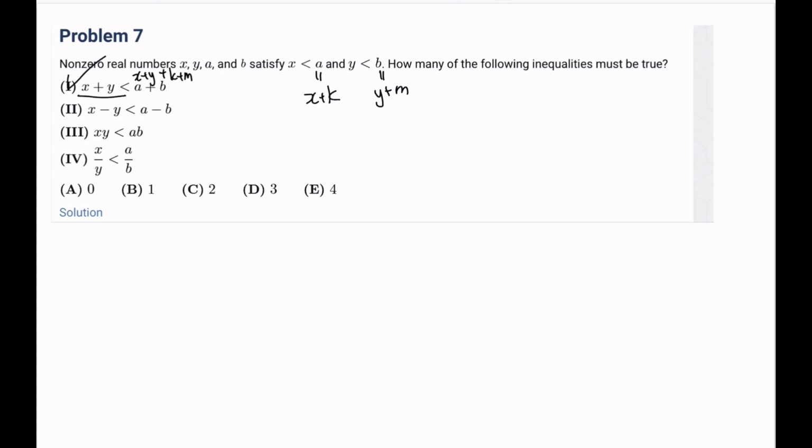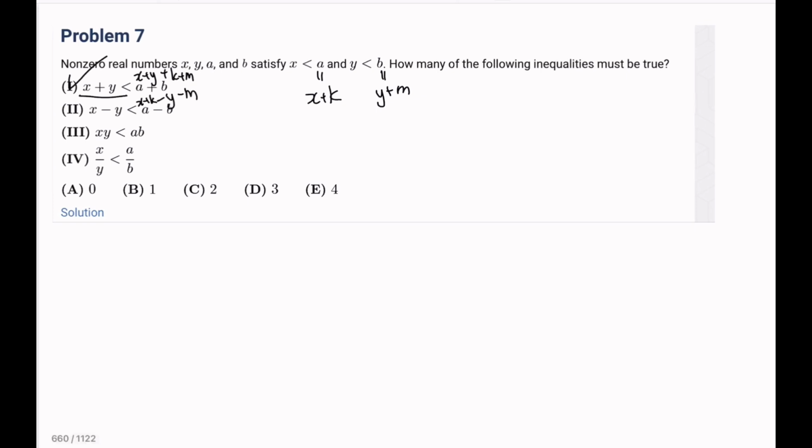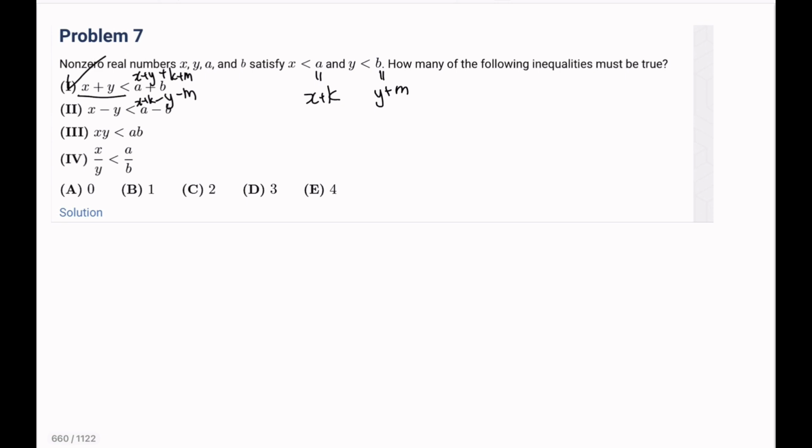Number 2, x minus y is less than a minus b. This will be just putting the same things in: x minus y, and then x plus k minus y minus m. So this all depends, and this simplifies down to k minus m is greater than 0, but we don't know if this is true. So this may not be true, and thus we cannot say that it must be true.